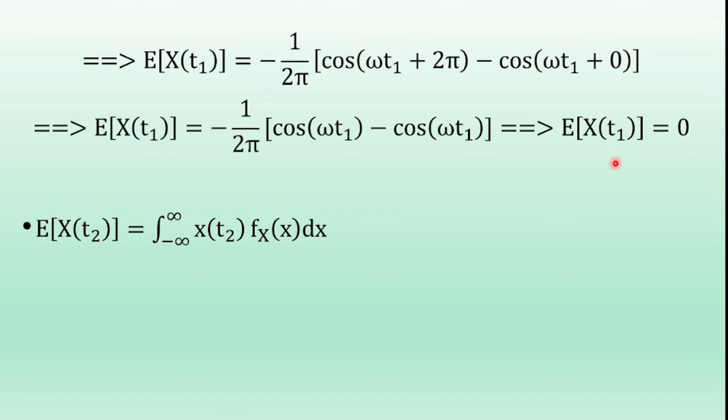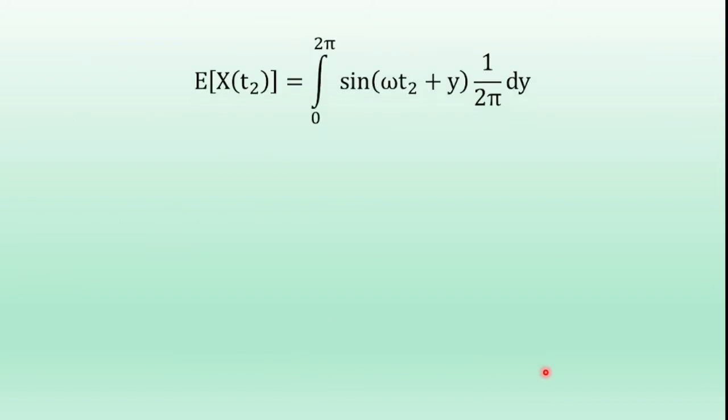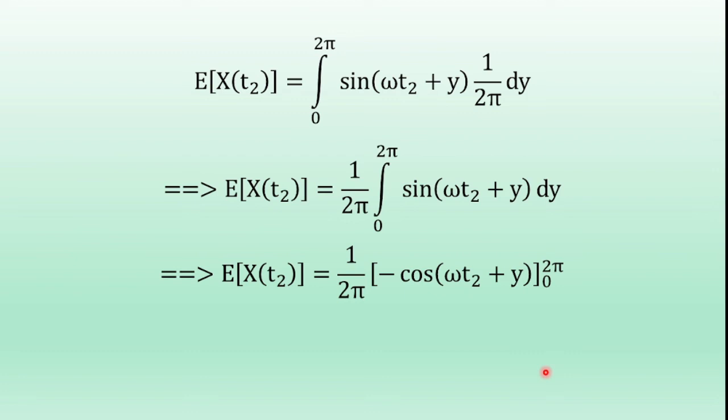The expression of expectation of x of t2 is integral minus infinity to infinity x of t2 into density function into dx. Now substitute the x of t2 value, given that x of t is sine of omega t plus y, so x of t2 is sine of omega t2 plus y, where y is the random variable, density function of y into dy. Now applying the given data, expectation of x of t2 is equal to integral 0 to 2 pi sine of omega t2 plus y into 1 by 2 pi dy. Integral of sine is minus cos of omega t2 plus y over 0 to 2 pi.